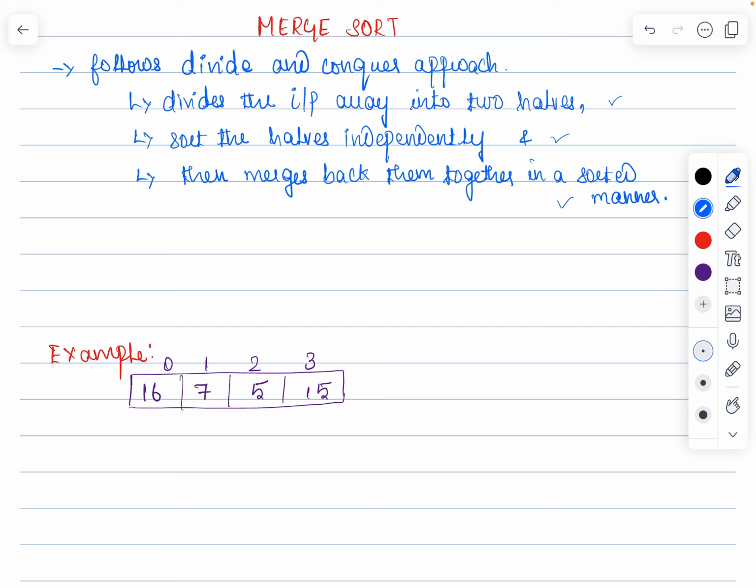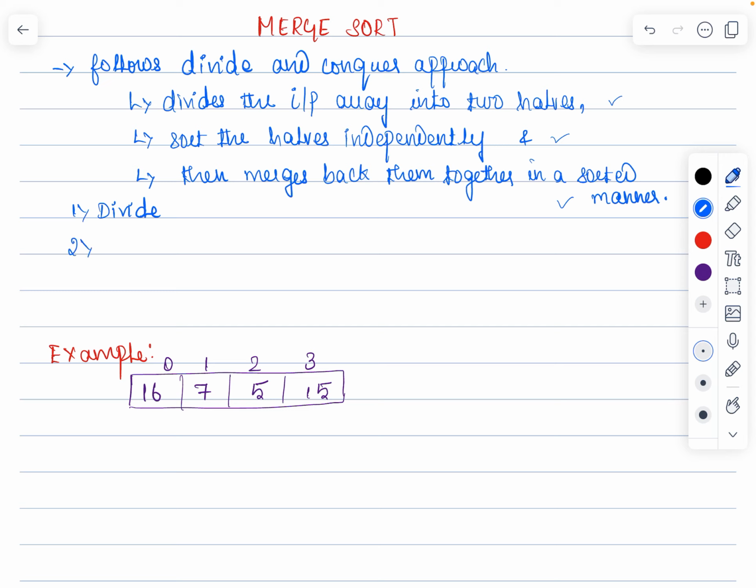Merge sort can be solved using the divide and conquer strategy only. So let's see how merge sort actually works using the divide and conquer approach. The very first step is divide, which means the input array is divided into two equal subarrays recursively until each subarray contains only one element in the list. So the list would get subdivided into two until there is only one element in the list. That is the very first step, the divide step.